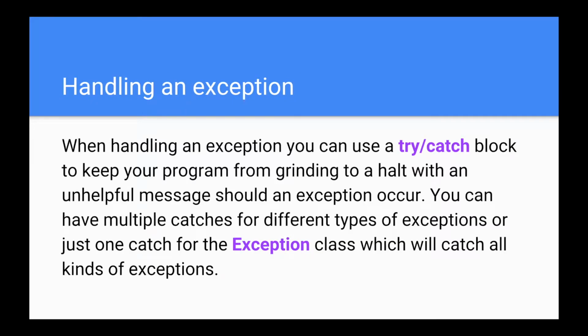Handling an exception. When handling an exception, you can use a try-catch block to keep your program from grinding to a halt with an unhelpful message should an error exception occur. You can have multiple catches for different types of exceptions, or just one catch for the exception class, which will catch all kinds of exceptions. So this works because exception is a superclass, and the other kinds of exceptions are children of that class. And we'll learn more about this behavior whenever we go over inheritance later in these tutorials.